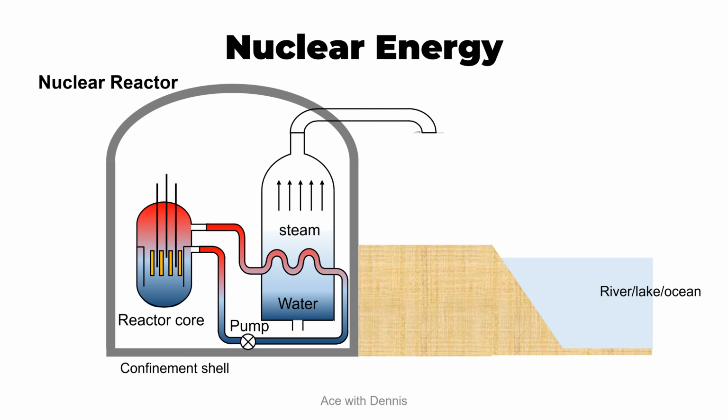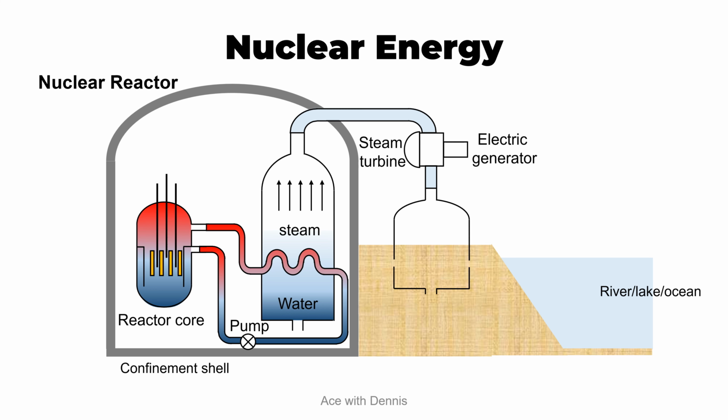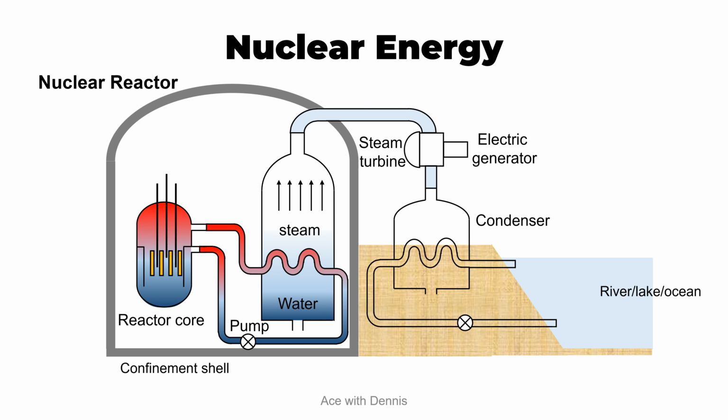This steam will flow out to turn a steam turbine. This steam turbine is connected to an electric generator to generate electricity. Then the steam flows back into another container, called the condenser, and is cooled down by a cooling system, where this cooling system has a pump. It pumps in cool water from a river, lake, or ocean and cools down the steam.